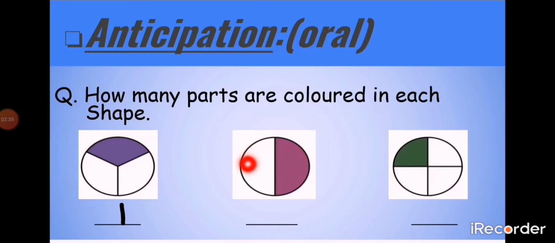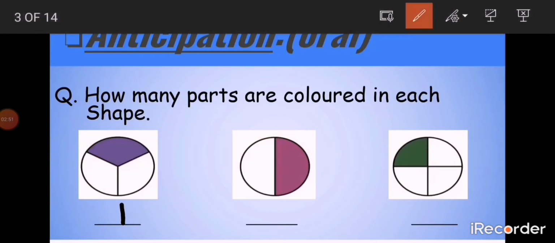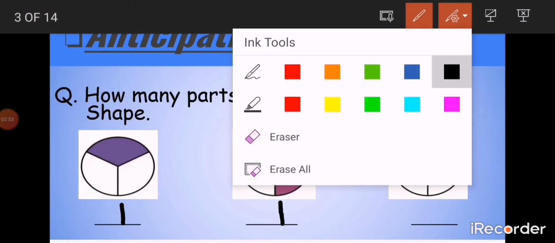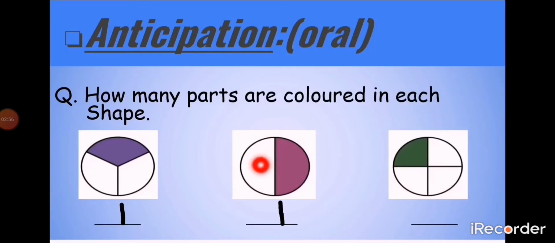Now look at the second one. It is divided into 2 equal parts. It is evenly divided, or we can say it is divided into halves. When a shape is cut or divided into 2 equal parts, each part is called a half. So half of this shape is colored. It means one part out of 2 is colored, and one part out of 2 is uncolored. So both are the same in number. One is colored and one is uncolored, but the total parts are 2.